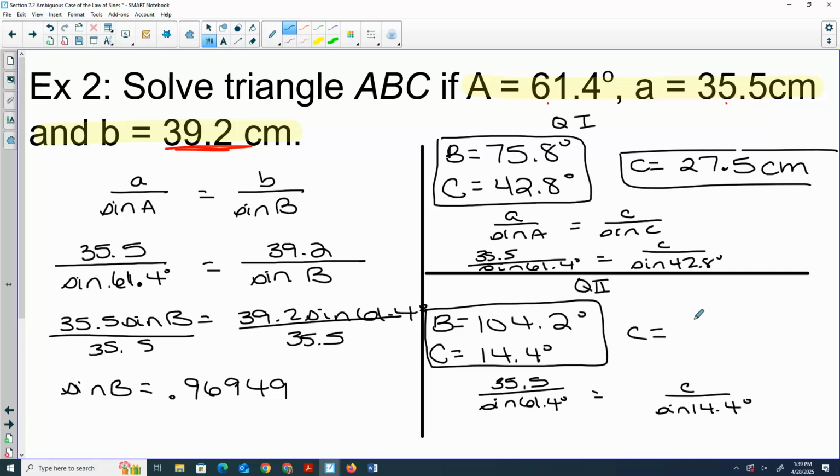And if we do that, we get C to be 10.1 centimeters. So if we look, just a quick check, side B was the biggest, so angle B has to be the biggest, C was the smallest, so angle C has to be the smallest. That's true in both triangles, so we don't have any problems.